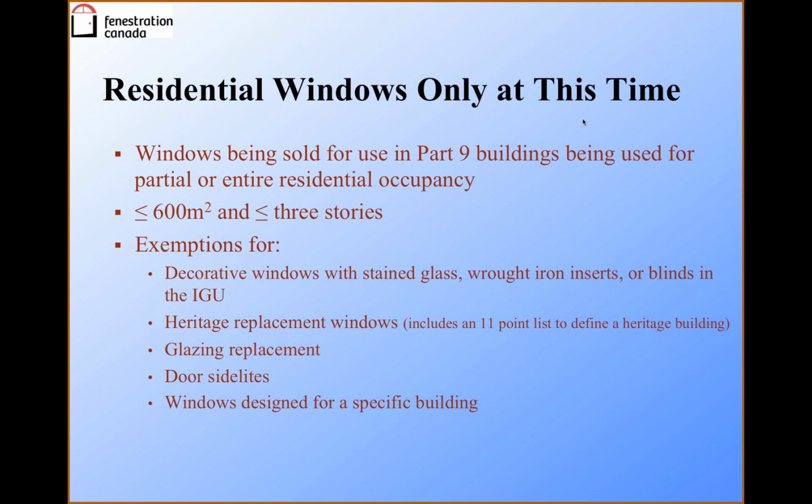Glazing replacement: if the glass is just being replaced in the window, it is not required to meet this requirement. Door side lights are specifically written out, and windows designed for specific buildings. These are custom one-off windows for specific buildings that have been written in the Energy Code and exempted from this. That will probably require some interpretation along the way as to what they actually mean by that. My current view on this is that it is custom one-off windows for one individual building. They've been excluded. So those are the exemptions that are written in at this time.